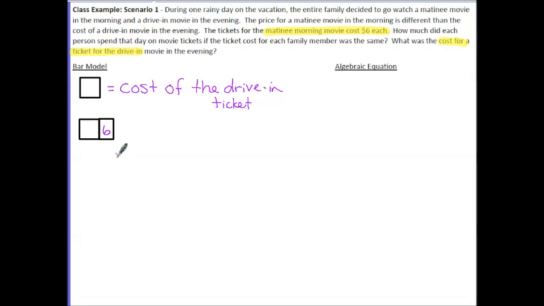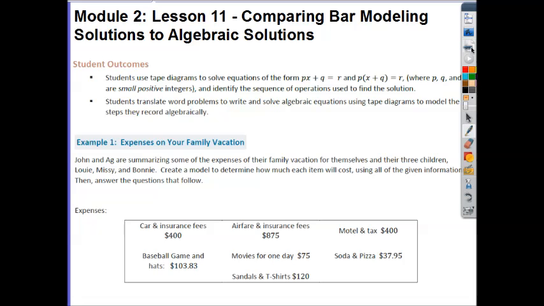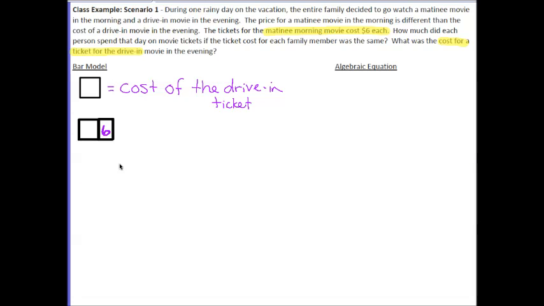But if we look back to our original information, we know that they are a family of 5, so we need to repeat that 5 times. So I know that we need to replicate the cost of the drive-in ticket and the morning matinee 5 times. So there's 2 people, 3 people, 4 people, and finally 5 people.